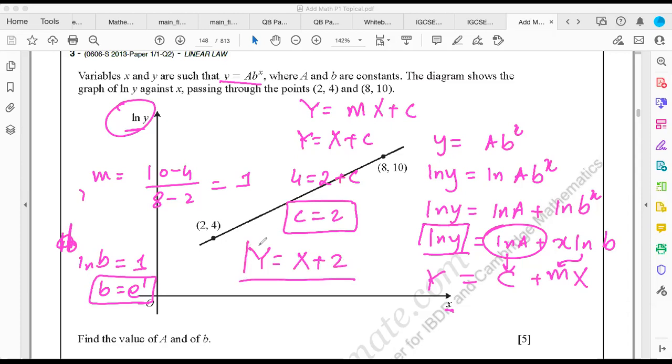That's your equation. Now they asked us to write down the values of a and b. Since the y-intercept is 2, and the y-intercept according to this graph is ln a, ln a is 2. So I get a as e to the power of 2. So the answers for a and b you can find out using this logic.